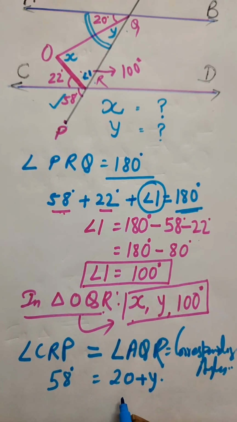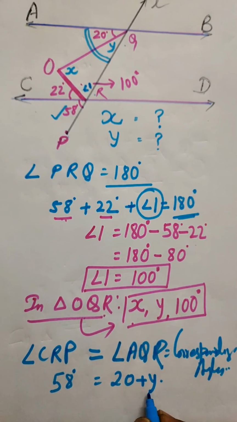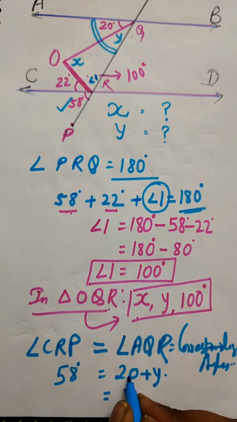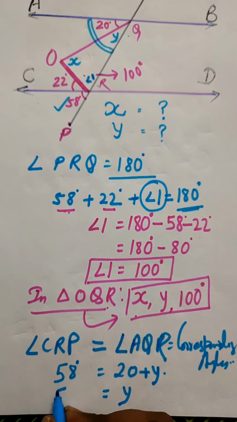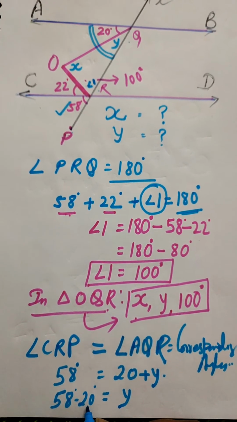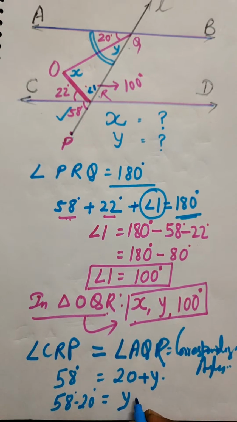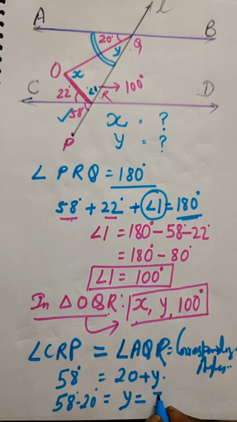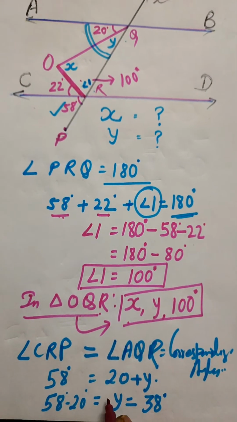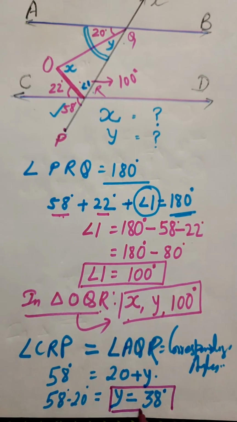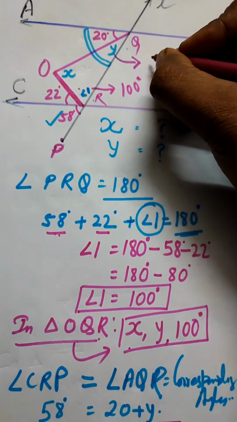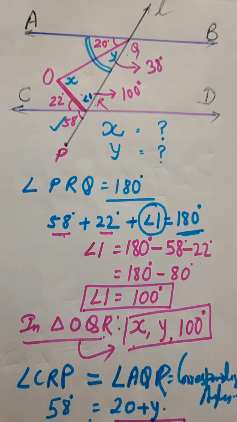So this is just a simple arithmetic calculation. Calculate the value of y from here. Leave y on the RHS and bring 20 from the RHS to the LHS. So this will come as 58 degrees minus 20 degrees. And when you solve it, you will get 58 minus 20 as 38 degrees, right? So 38 degrees is the value of angle y. We have calculated it right now, so we can put in the value of y as 38 degrees.